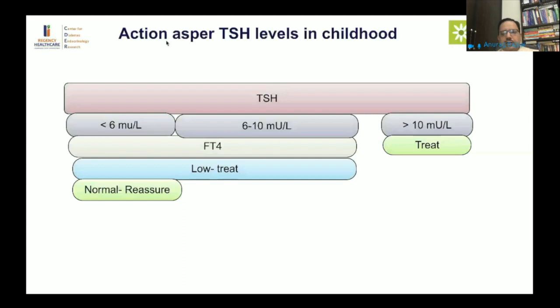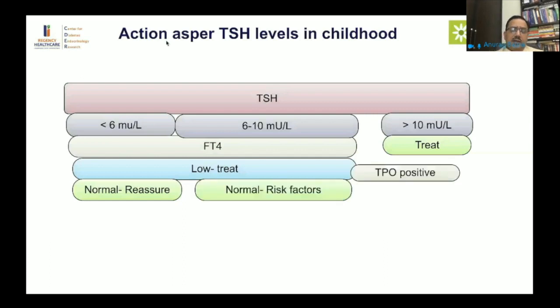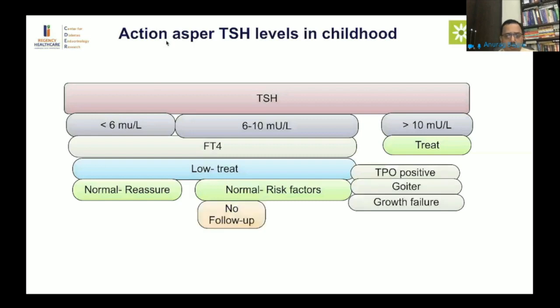So we reassure them. And if the FT4 is normal, look for risk factors like TPO positivity, goiter, growth failure. If they are absent, nothing is to be done. If they are present, we need to treat. So basically, cutoffs of 6 and 10 should be remembered in childhood, while in congenital hypothyroidism, we talked about levels of 6, 20, and 40.